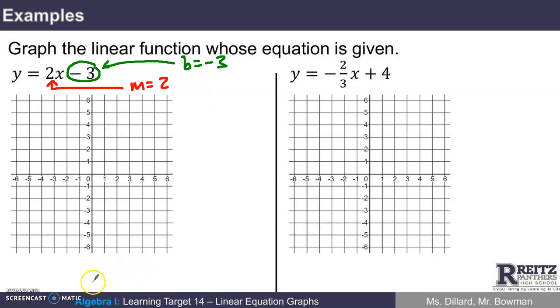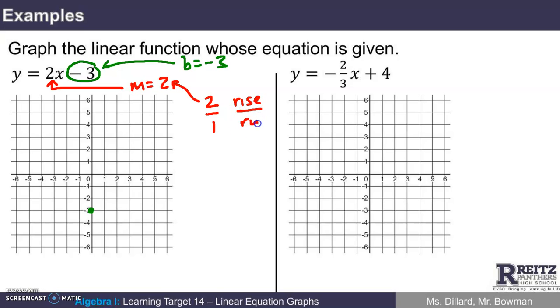So to make the graph, I want to think about making my first point happen at the y-intercept. b equals -3. Maybe I want to put my first point right here. Now a slope of 2, if I want rise over run to be 2, I need to think about a fraction that means the same thing as 2. I can pick any fraction that means the same thing as 2, but I usually want to try and find the simplest one. Let me think about maybe 2 over 1.